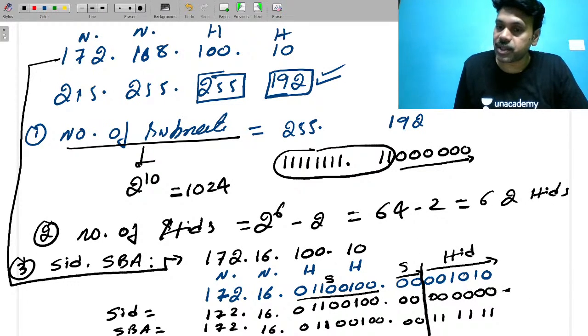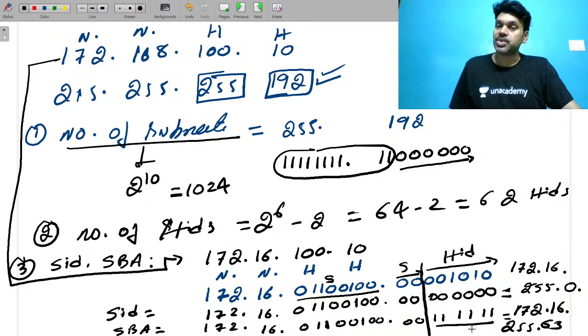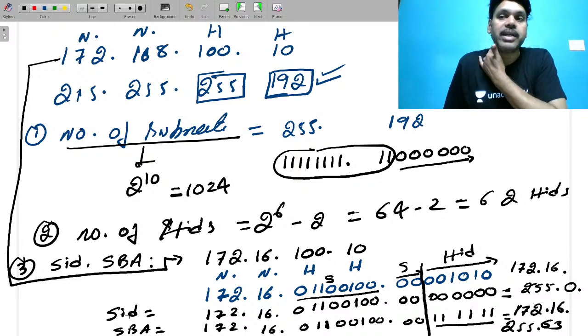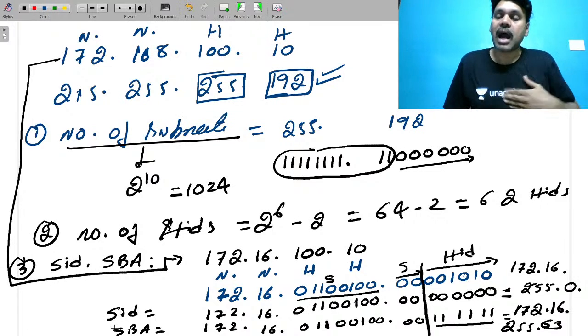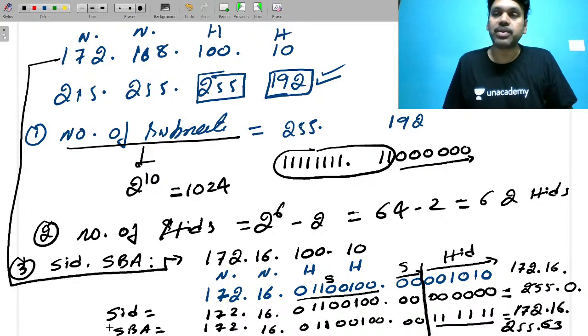What is your answer? Your subnet ID is: the first 2 octets are common, 172.16, and all ones means 255, all zeros 0. And the broadcast is 172.16.255, and the last 6 bits are ones, which is nothing but 63. So this is how to find the subnet ID and subnet broadcast address. I have performed model 3 in an easier way. You can also use model 2 as I did.